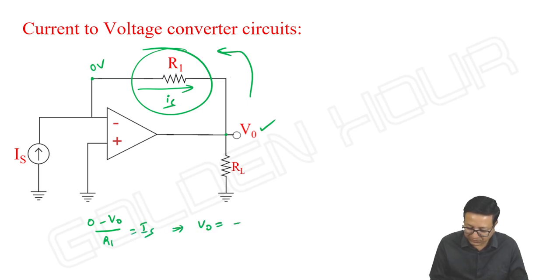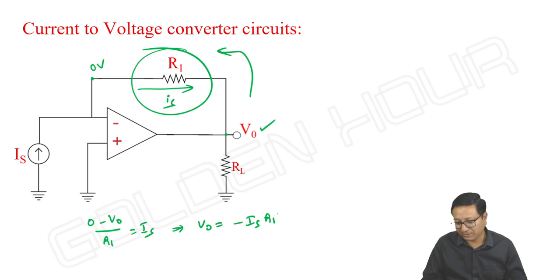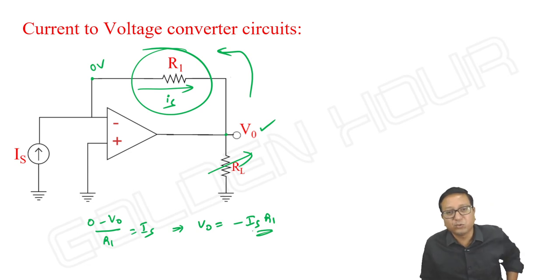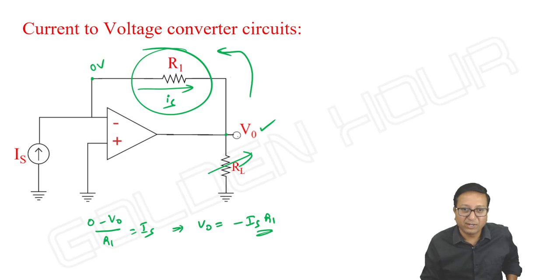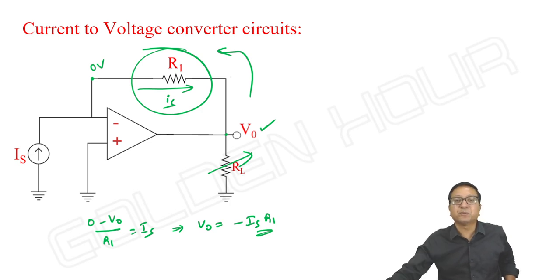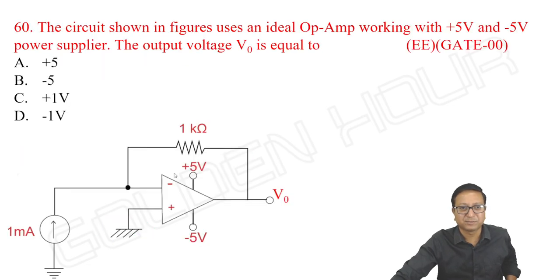Implies V output is equal to minus IS into R1. That is the voltage across R1, looking from output to input, and that is our output. Is it dependent on RL? RL may vary, but the output voltage is proportional to IS. If IS varies, the output voltage will vary, and of course the output voltage is independent of RL. Hence the name current to voltage converter. So, a very basic level circuit.